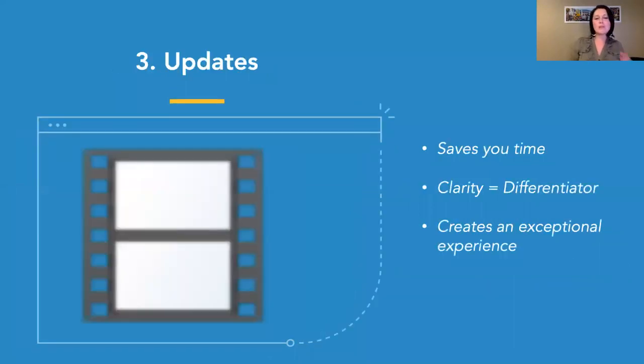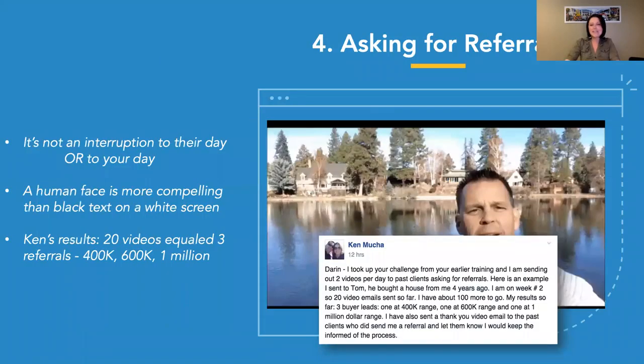That third opportunity, providing updates regardless of what industry you're in, keeping your customers up to date on what's happening, gives you an opportunity to communicate with clarity and really provide an exceptional experience that they might not be getting with other professionals. Your fourth opportunity, asking for referrals.